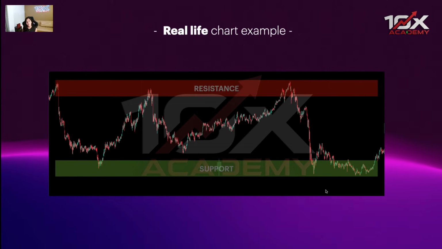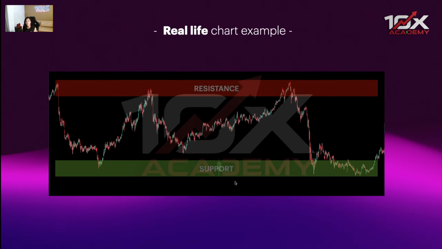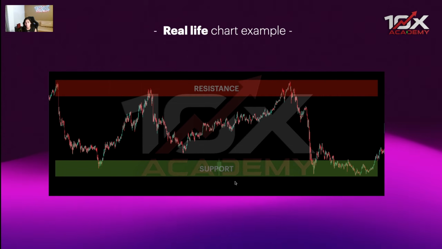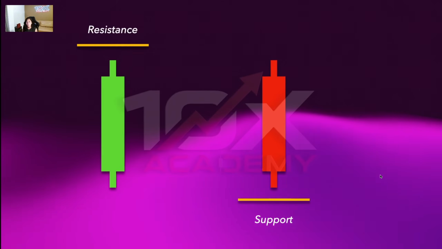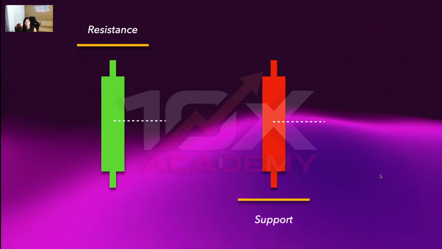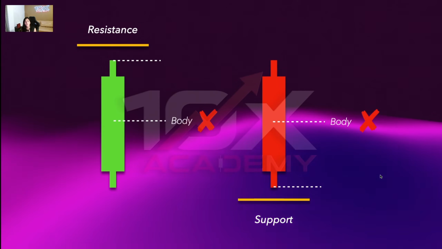All right guys, so now let's see how support and resistance look on a real-life example chart. This is a screenshot that I took from my TradingView and I've already highlighted it for you guys. As you can see here, this is our support level, and at the top here, this will be our resistance level. I have a lot of traders asking me, how do I mark my support and resistance? What's the best way for me to get a sharp entry?